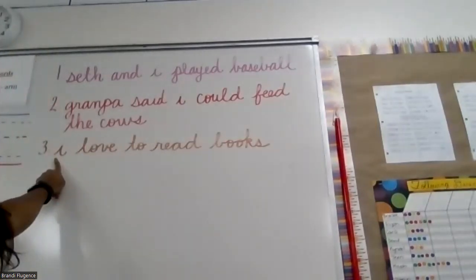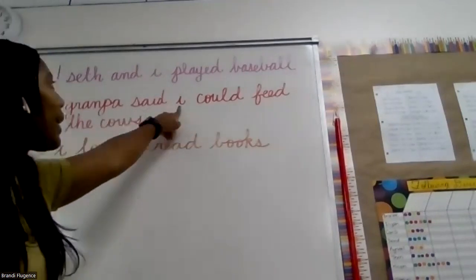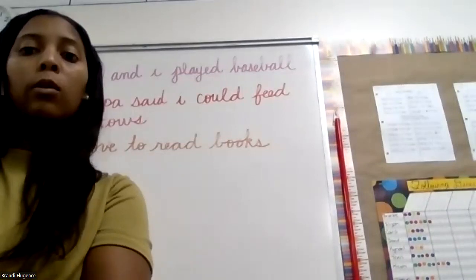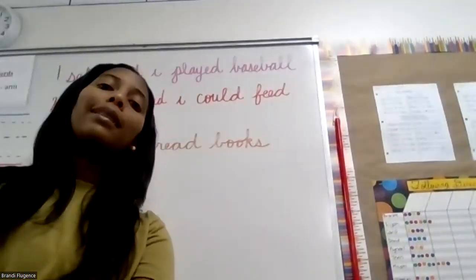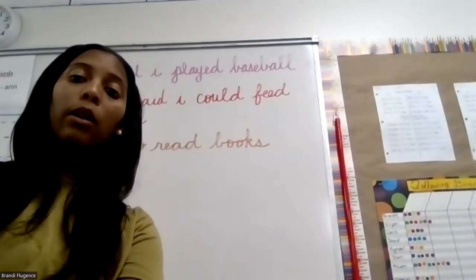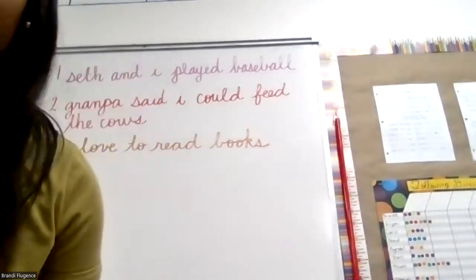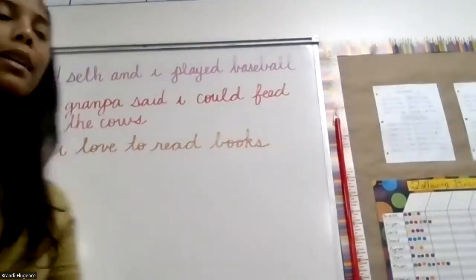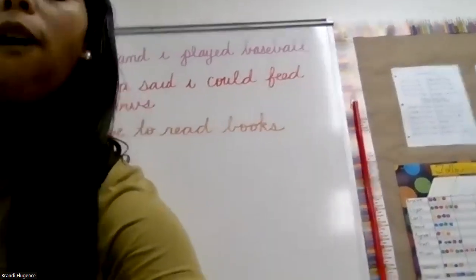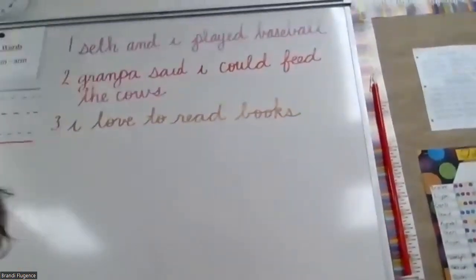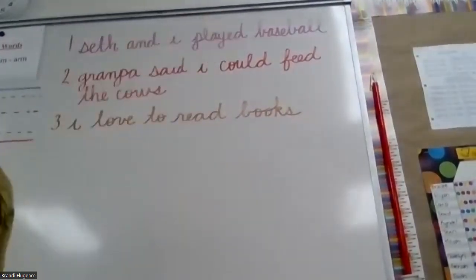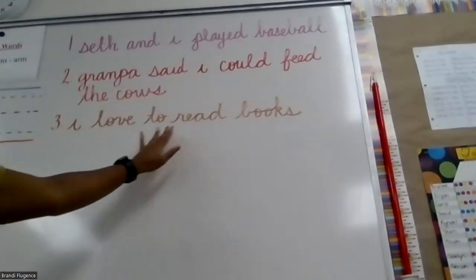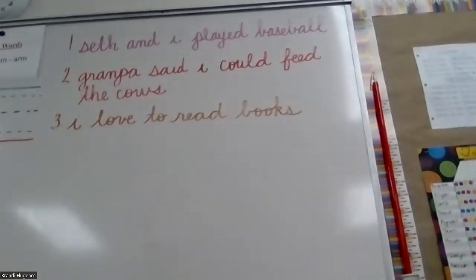We know that if I is at the beginning, we capitalize it. But if I falls in the middle, we also capitalize it as well. Okay? So that's what we'll be focusing on this week. Writing sentences with the word I in the middle of it and capitalize it, because that I kind of acts like a proper noun. Do we understand? All right, so I have three sentences here. I want you to practice. The first one says, Seth and I played baseball. Number two says, Grandpa said I could feed the cows. And number three, I love to read books. Okay, you can go ahead and begin, guys.